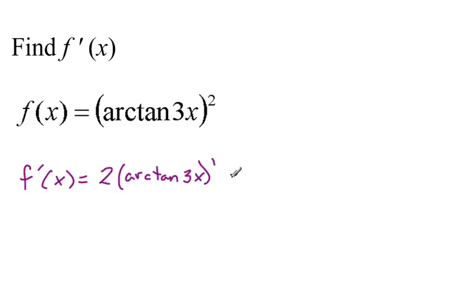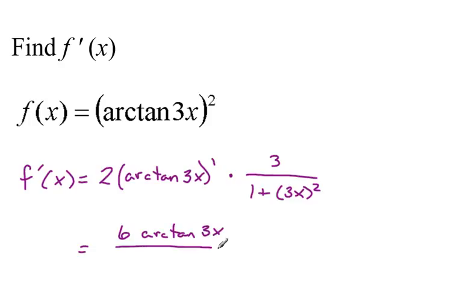Now we take the derivative of the inside, which is where the derivative of 3x is 3. That goes on top here, all over 1 plus 3x squared. Probably in the back of the book, something like this would look like this in the end. 6 arctan 3x all over 1 plus 9x squared.